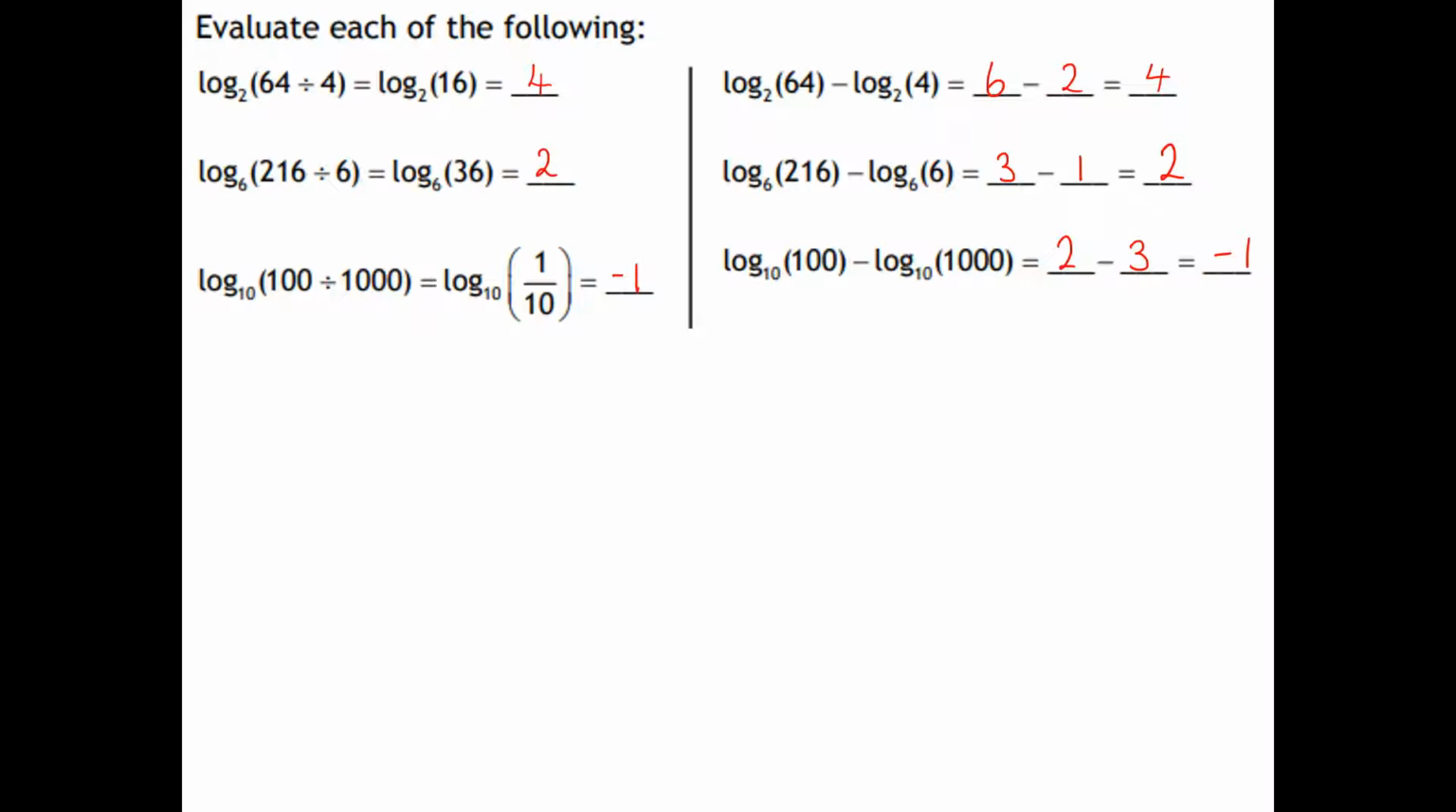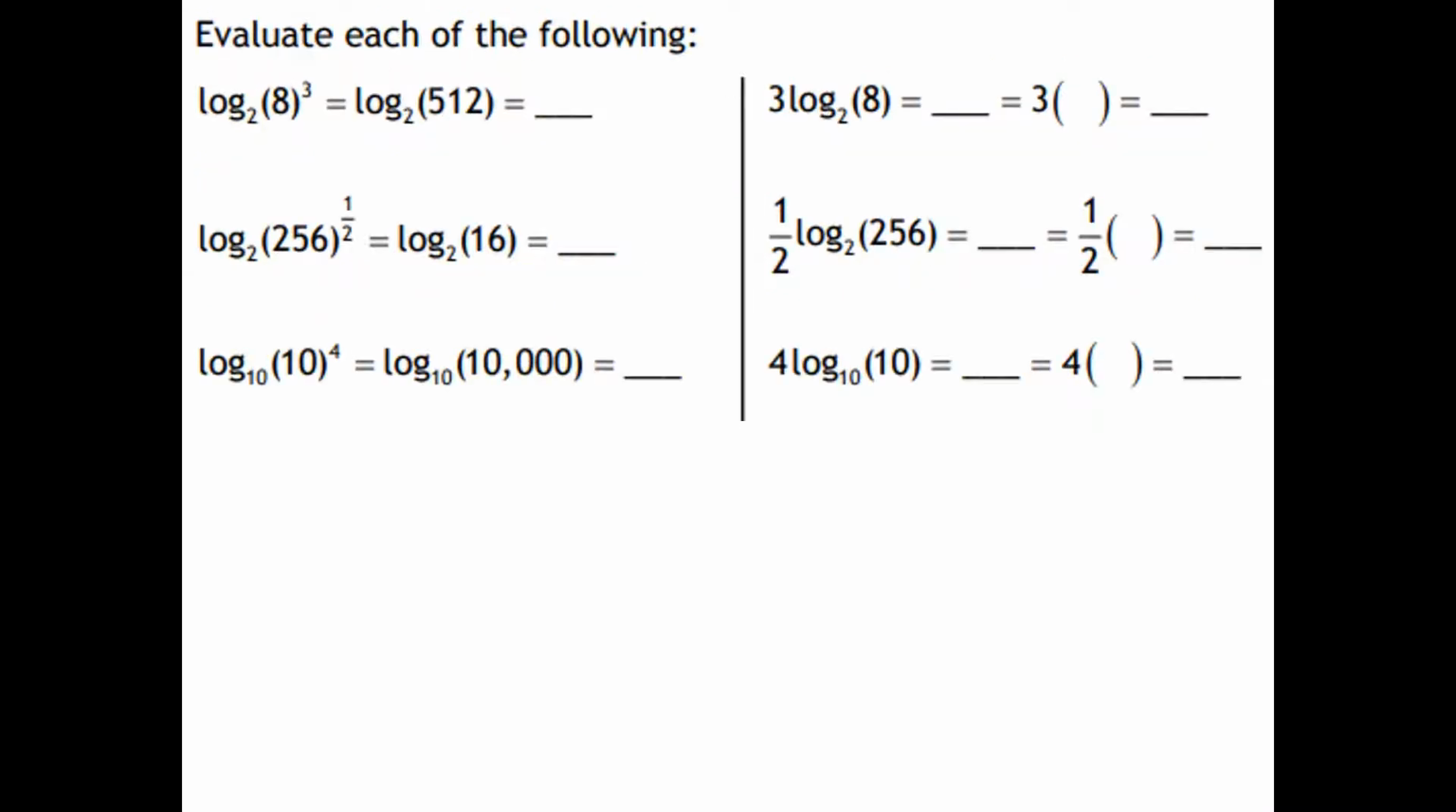It's a law. And the last one with the raising to the power. Log to the base 2 of 8 is 3, so we get 3 times 3, giving us 9. And 2 to the power of 9 is 512. Again, you can check them on your calculator. You can see it is the same thing.